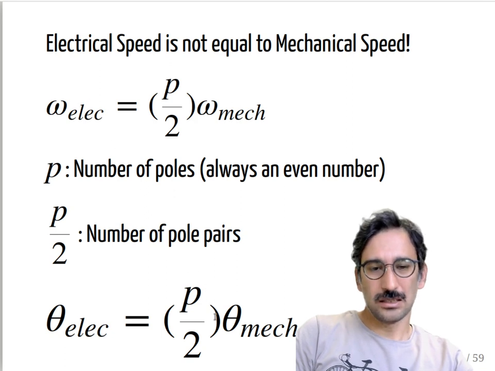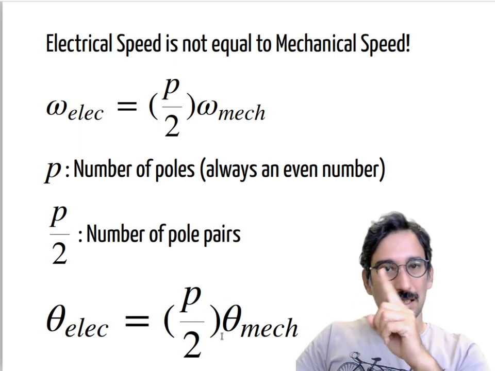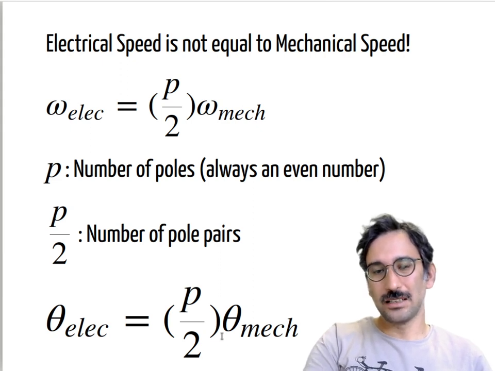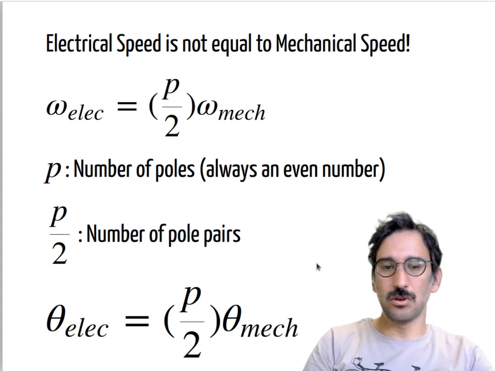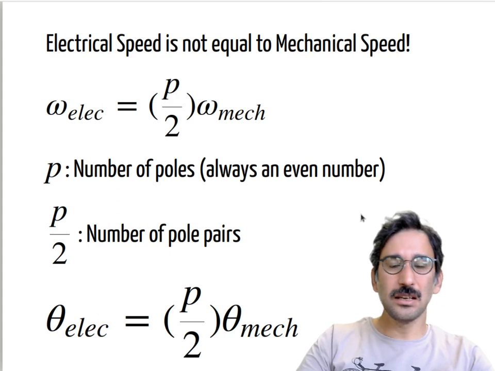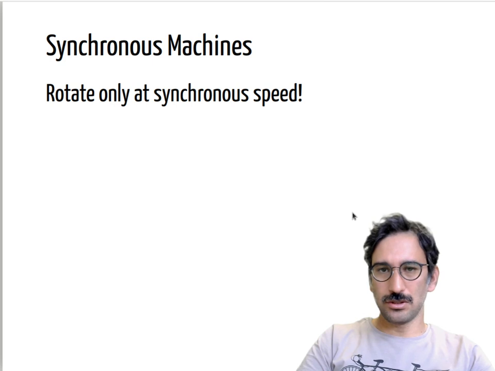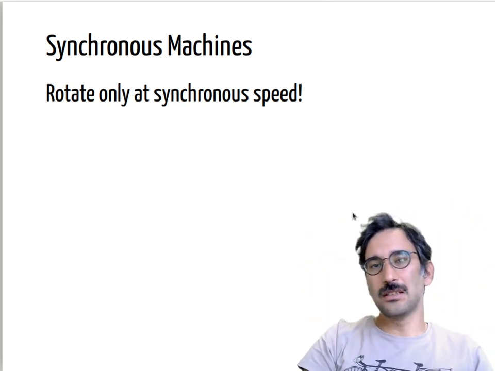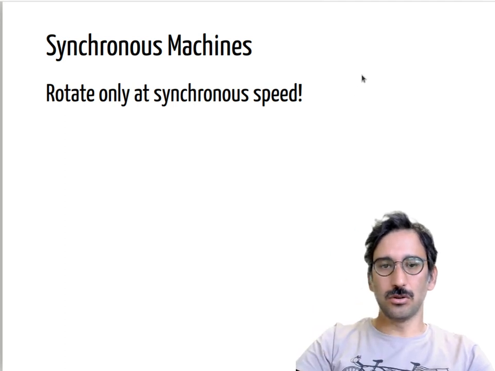And similarly you can find the relation between the mechanical rotation and the electrical induced voltage phase angle. So there is the same relation between these two with the pole pairs. That's an important concept that we will use throughout the semester. So synchronous machines rotate only at synchronous speed because they are locked to the magnetic field, and they will try to follow it, but there is no speed difference between the stator MMF and the rotor MMF.